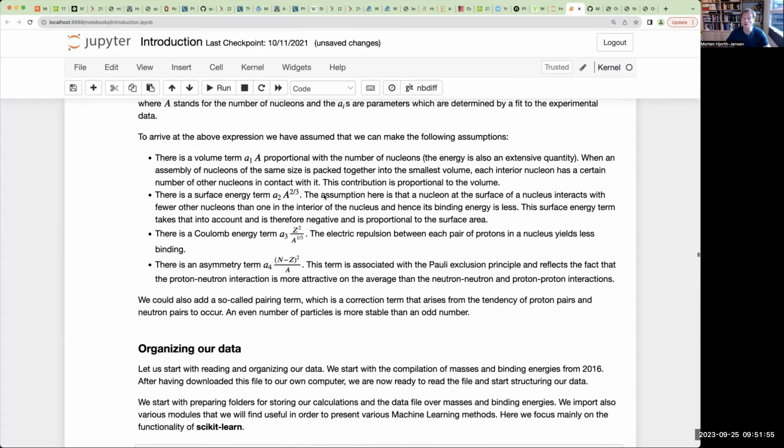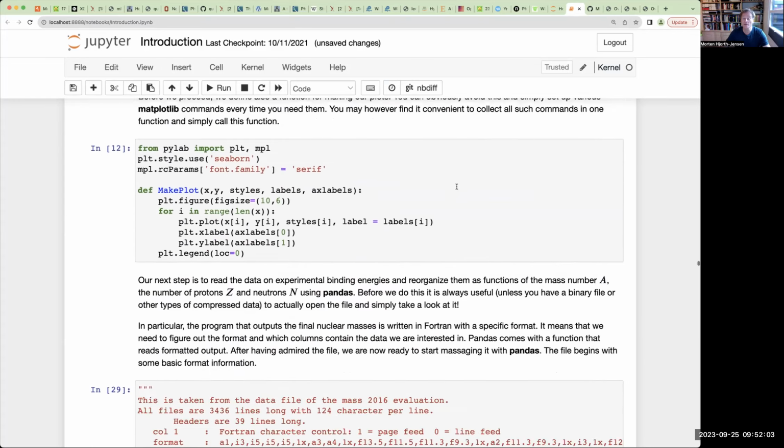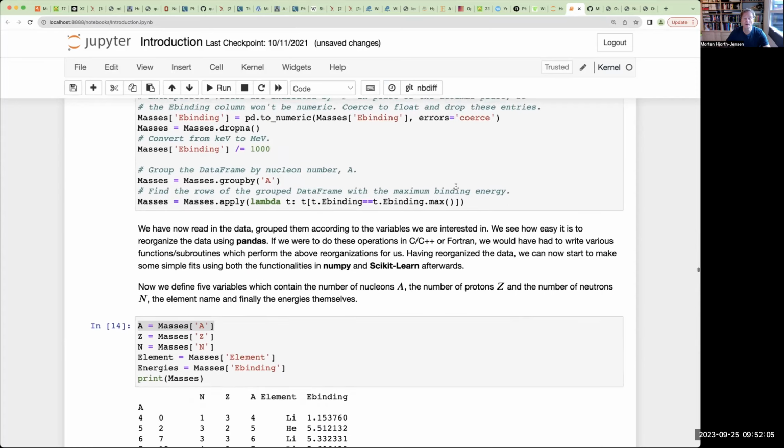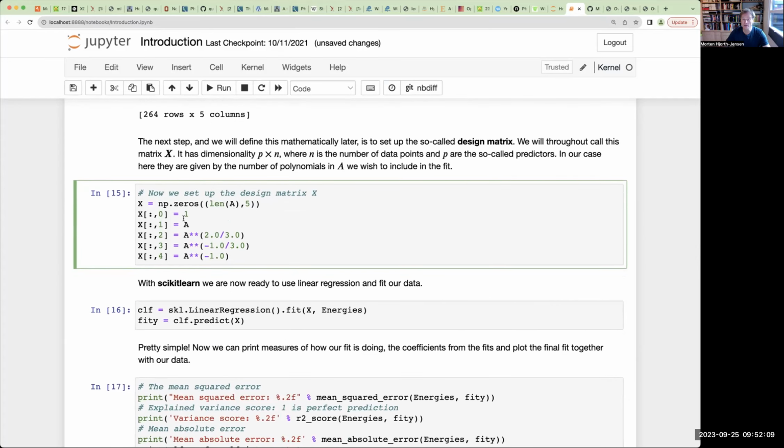So I'm leaving out some details here, which you can improve upon. And I'm not including the Z dependence and the N dependence. And you will see now that I'm just fitting a polynomial of degree where I have the intercept. I have degree, the first one, which goes like A to the power of 1.